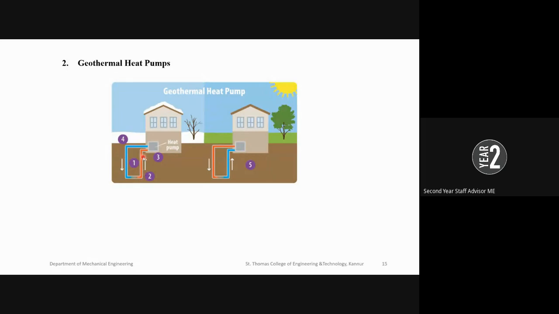Okay, so what will happen is that the refrigerant will be going down, down, down, and as a result, when it reaches that particular hot region, the heat energy will be absorbed by the refrigerant. Then that energy will be transferred into the heat pump, or it will be given to the building. Do you understand?